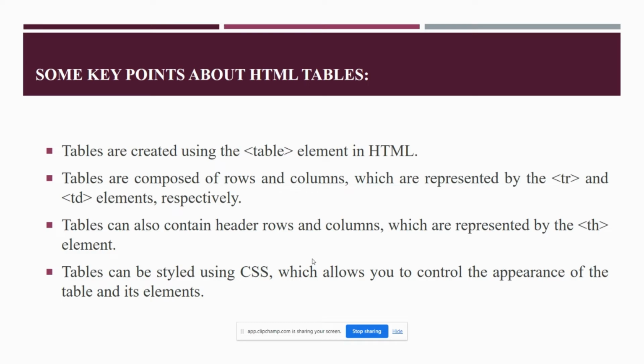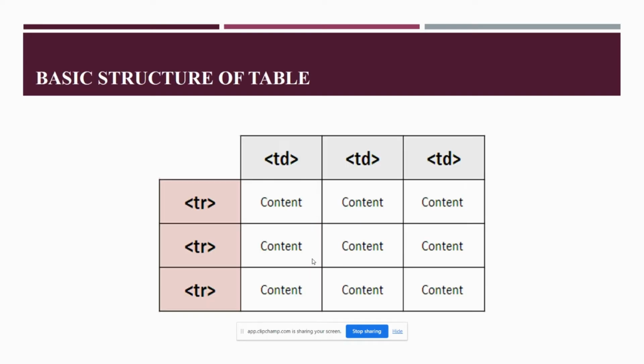Tables are created using the table element in HTML. Tables are composed of rows and columns, which are represented by the tr and td elements respectively. Tables can also contain header rows and columns, which are represented by the th element. Tables can be styled using CSS, which allows you to control the appearance of the table and its elements. So this is the basic structure of a table. TD is known as table data, TR is known as table row, the content that we are going to give as input.